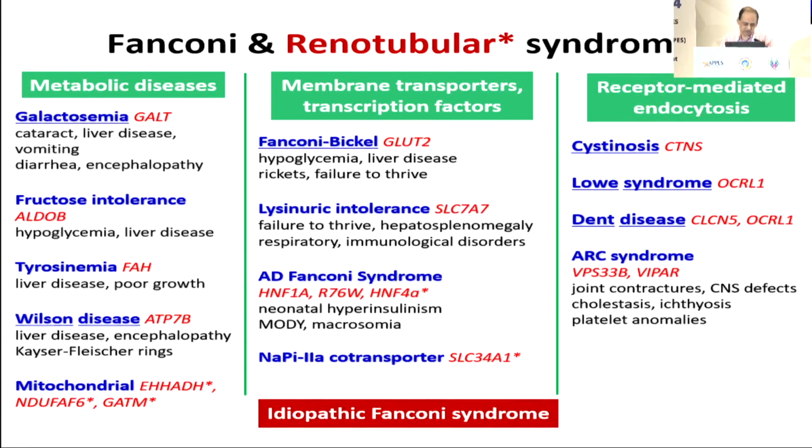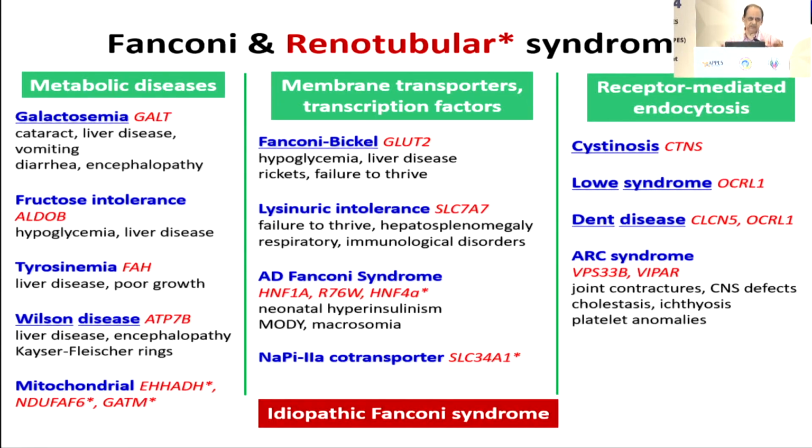Just one slide on the various causes of Fanconi syndrome. When we talked about Fanconi syndrome before, the only diseases that used to come to our mind were cystinosis and galactosemia, and other diseases were less commonly diagnosed. But over the years, with better application of genetics, clearly the list has expanded, and you have various forms of Fanconi syndrome, or what is now increasingly being called Fanconi renal tubular syndrome.